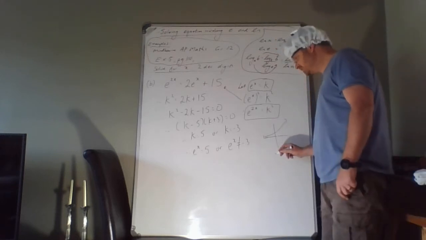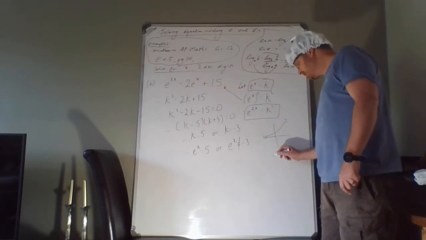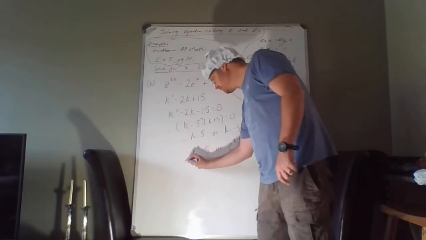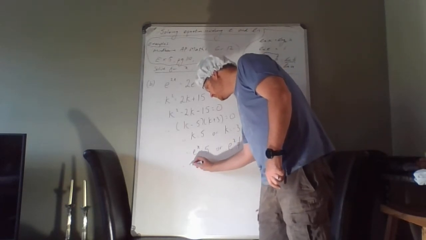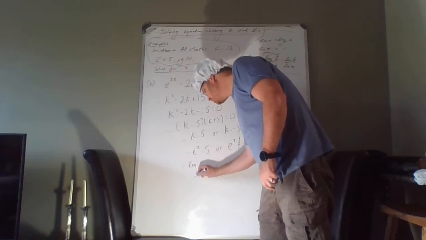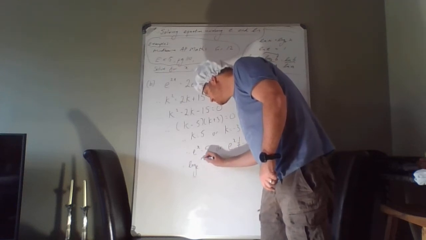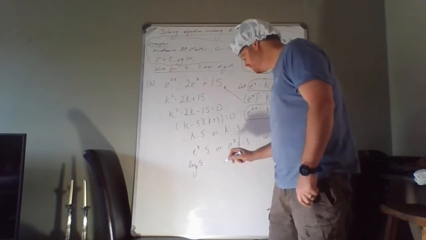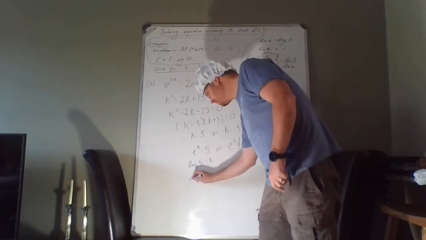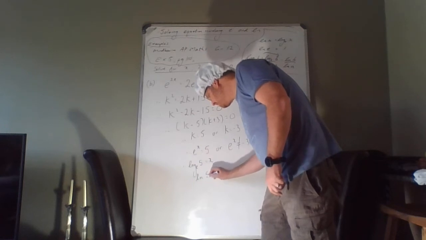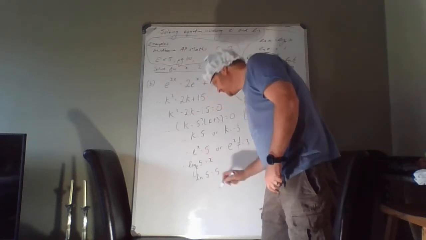And if you use your definition, remember e to the x is equal to 5, we can write that as a log equation, where log base e of 5 is equal to x. With practice, you skip out the step. In other words, ln 5 is equal to x.